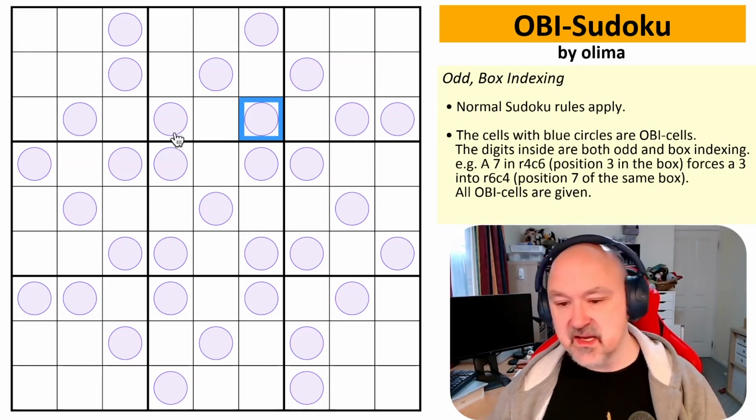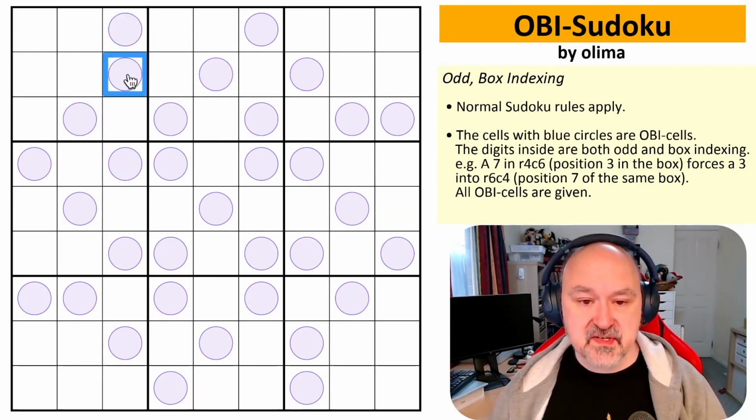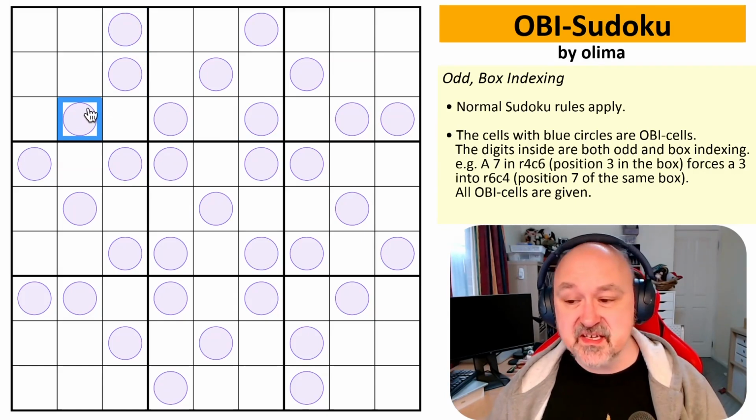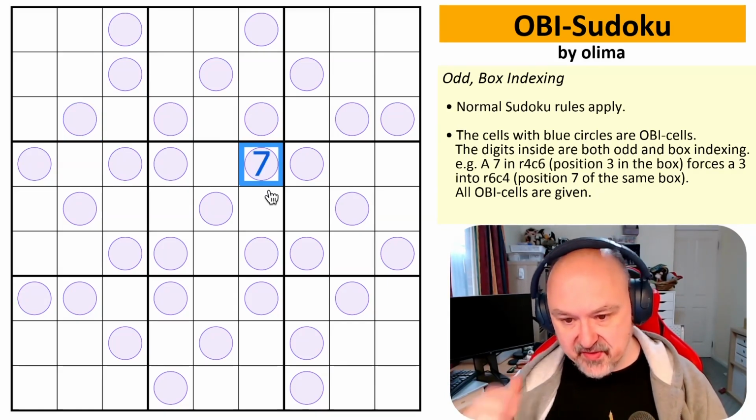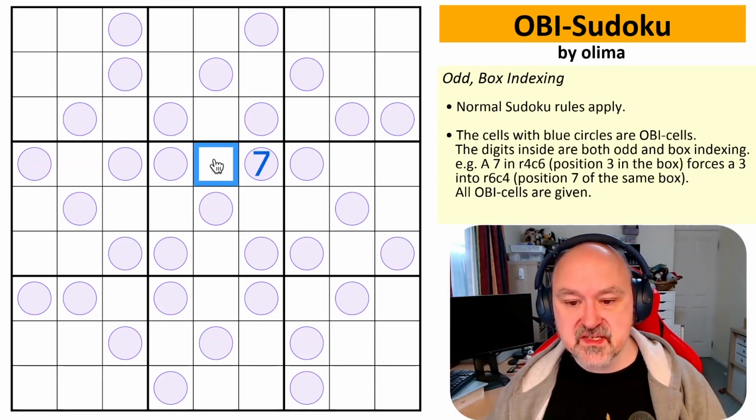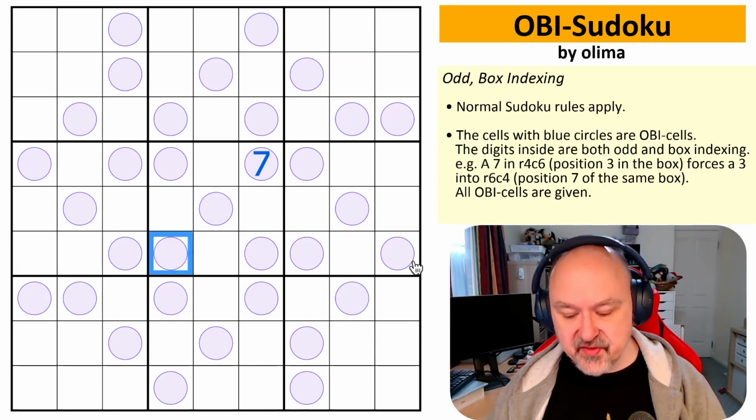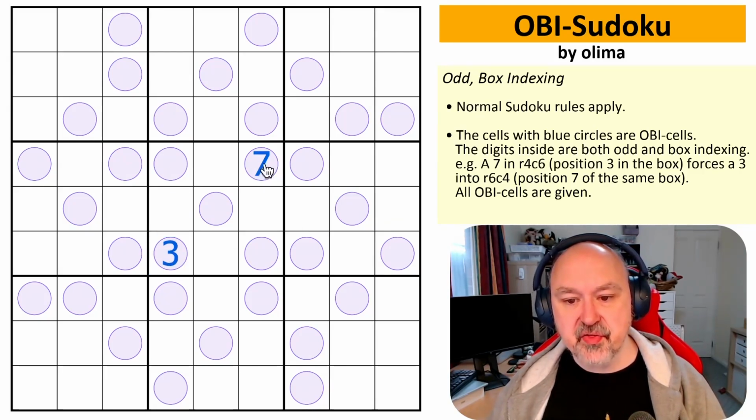Box indexing is easier to explain with the example. If we were to put a 7 into row 4, column 6, which is here, that means that because this is the third position in the box, that is going to force a 3 into the 7th position in the box, which is row 6, column 4. So a 7 in the third position in the box forces a 3 into the 7th position in the box, and a 3 in the 7th position in the box forces a 7 into the third position of the box. All such cells are given.